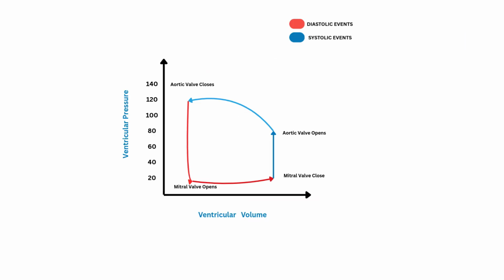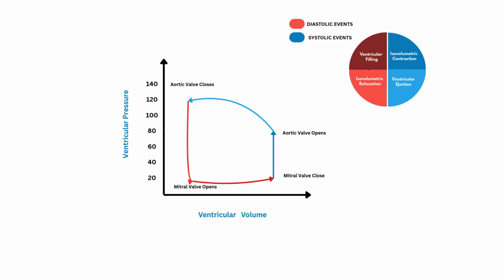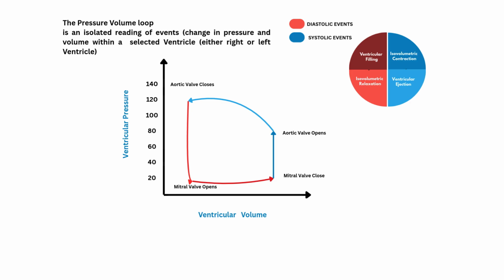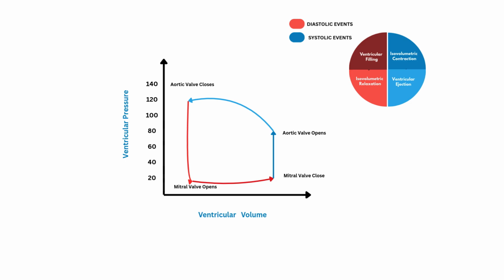Here we have the pressure volume loop. It's basically identical to all we've spoken about earlier. On the y-axis, we have ventricular pressure, and on the x-axis, we have ventricular volume. Think of this, as I said earlier, like a system isolating just the ventricle. We are going to speak about this in phases, the same way we've spoken about earlier. Phase one is the ventricular filling, indicated by this bottom line here.